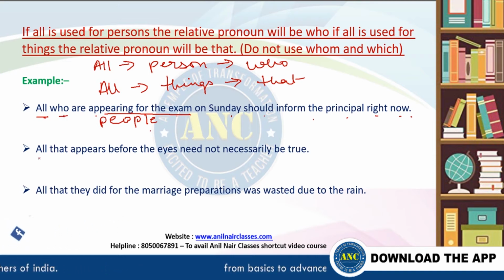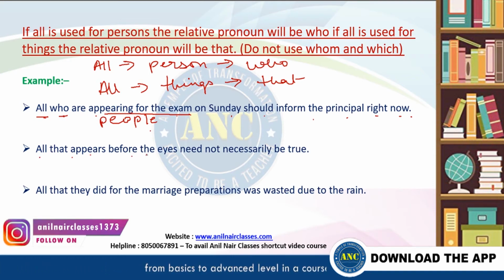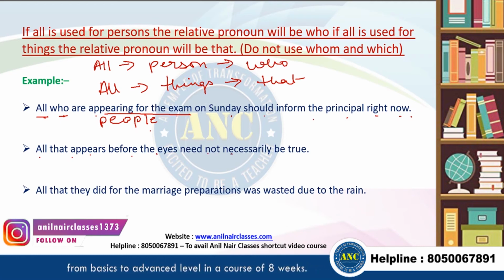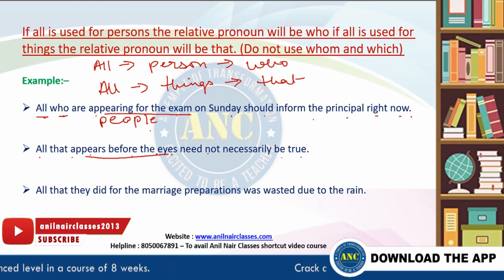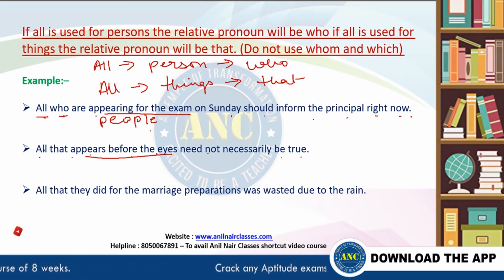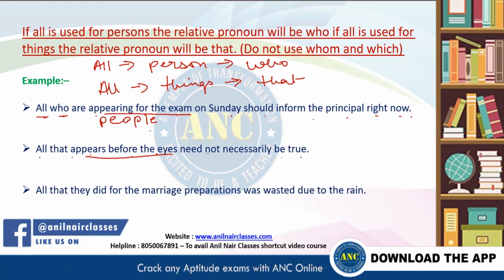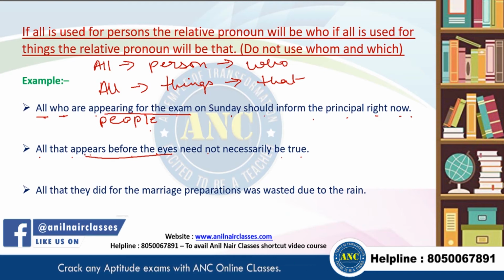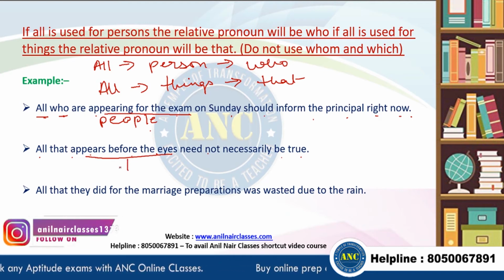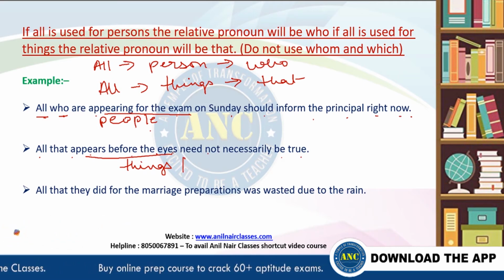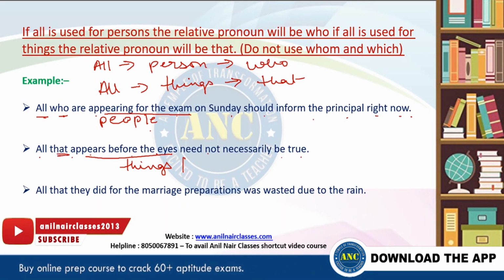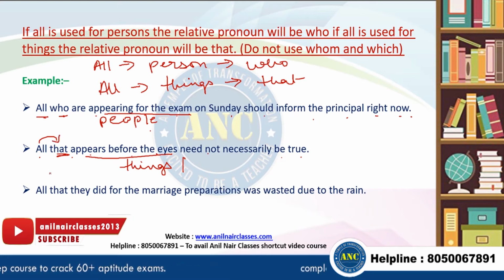Clear? Now, all that appears before the eyes need not necessarily be true. So now, appears before the eyes. Now people is there. Here what we are talking about in context. Yes, of course I know people also can appear before our eyes. But in this sentence we are referring to things or the concepts which are appearing before our eyes. That is why we have used that to refer to all.